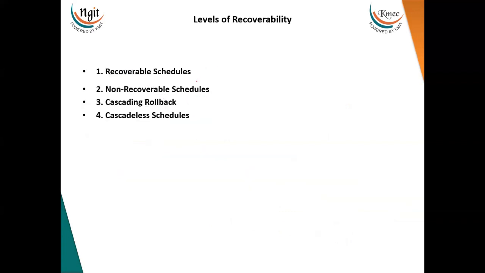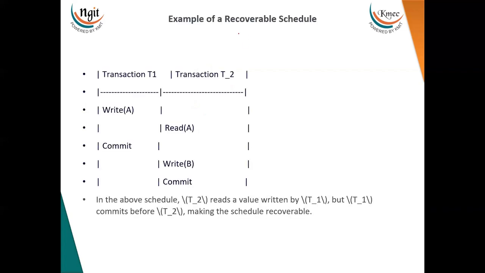We have different levels of recoverability. Let us check them out one by one: recoverable schedules, non-recoverable schedules, cascading rollback, and cascadeless schedules. The first one we have is a recoverable schedule.